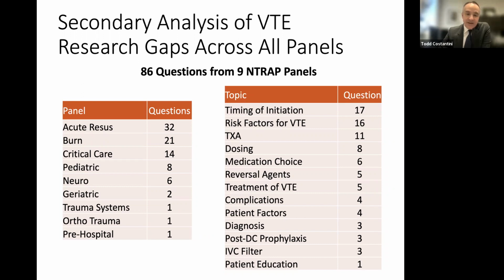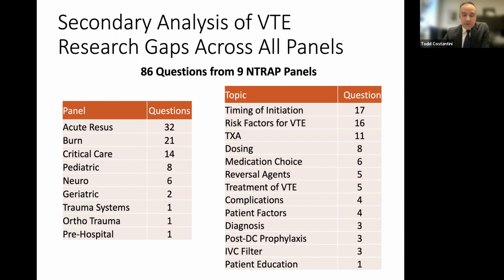When we look at specific topics within those 86 questions, the most common topic related to timing of initiation, related to all sorts of different injury patterns, operations, open abdomens, things like that. People were interested in questions related to risk factors related to VTE prophylaxis. So does race or sex alter your risk of VTE? Do specific injuries, do specific resuscitation protocols alter that risk? A lot of interest as well in TXA and its effect on VTE throughout the hospital and post-hospital course.